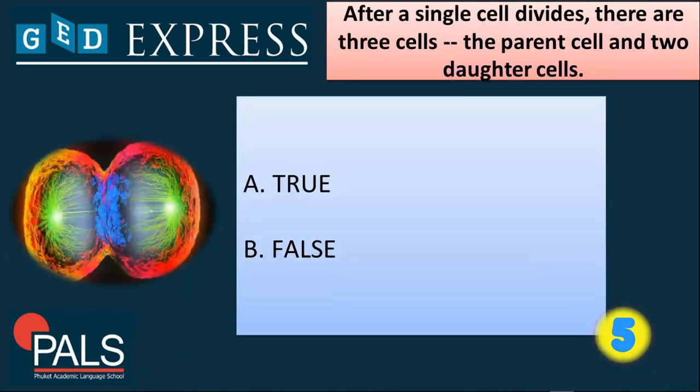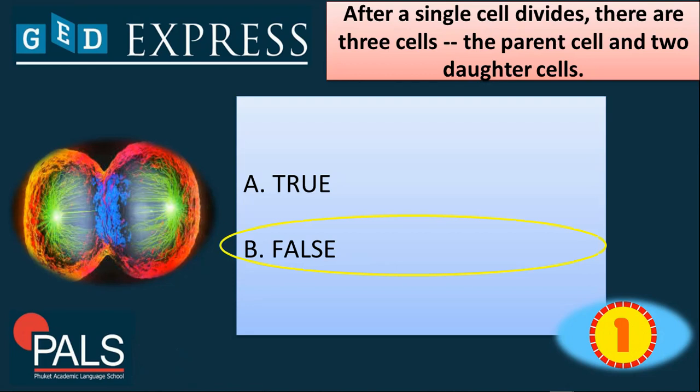Next, after a single cell divides, there are three cells, the parent cell and two daughter cells. The answer is false because there are only two identical cells for that. And how about this one?